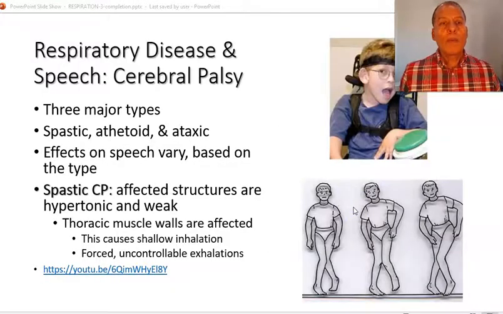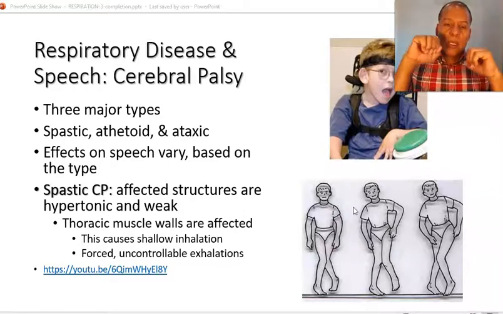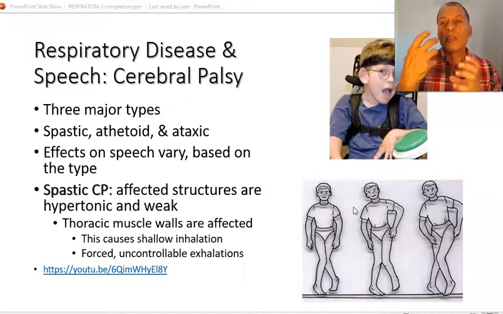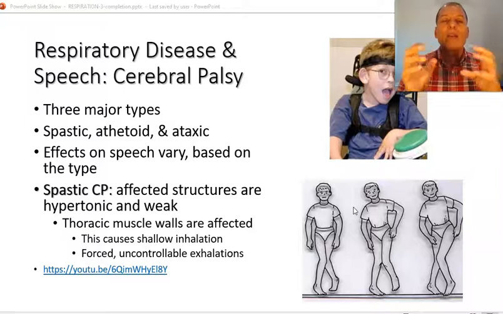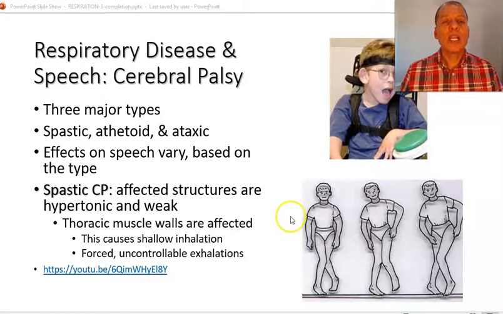So in terms of cerebral palsy, there are three major types. Number one is the spastic kind, which is characterized by muscular rigidity, and there's weakness as well, but the muscles tend to be more fixed in a certain position, and they are rigid. So that is the spastic kind. Then there's athetoid, and then the ataxic kind.